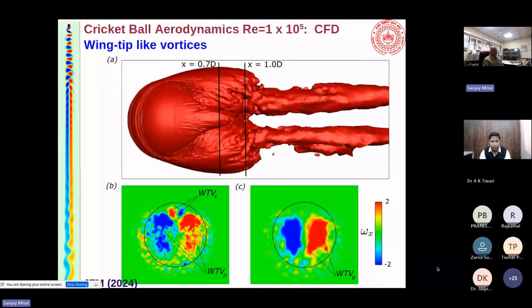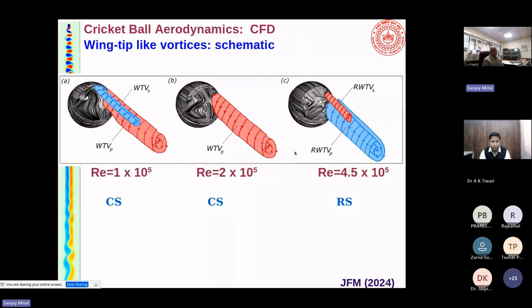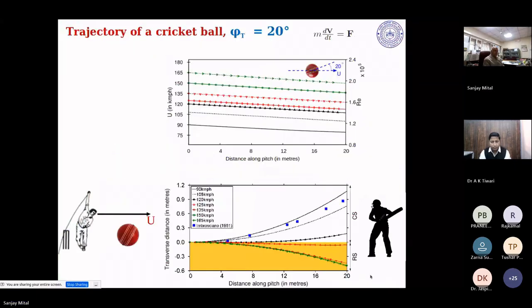So we visualized it, and to our surprise, we found that in fact there are these wingtip vortices in a cricket ball. And in fact, for seam swing and reverse swing, you could get a very interesting polarity, but I'm not going to give you the details. You can look it up in this paper. And there is something else that came out of the CFD study. You can also get the trajectory of a cricket ball.